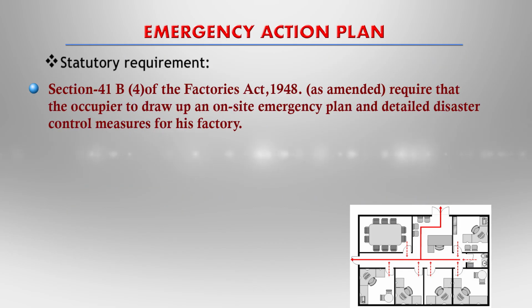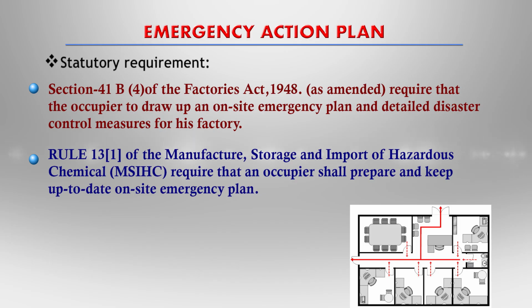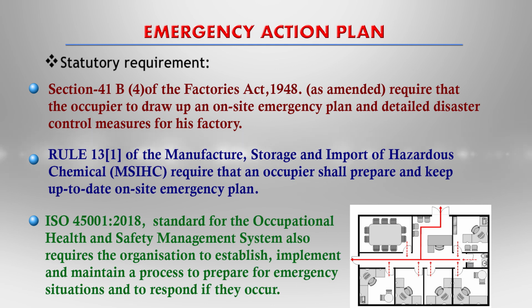A statutory requirement for an emergency action plan is under Section 41B(4) of the Factories Act 1948 as amended, which requires the occupier to draw up an on-site emergency plan and detailed disaster control measures for his factory. Rule 13(1) of the Manufacture, Storage and Import of Hazardous Chemicals Rules, framed under the Environment Protection Act, requires that an occupier shall prepare and keep up-to-date an on-site emergency plan. The recently released ISO 45001:2018, a standard for occupational health and safety management systems, also requires the organization to establish, implement and maintain a process to prepare for emergency situations and to respond to them if they occur.